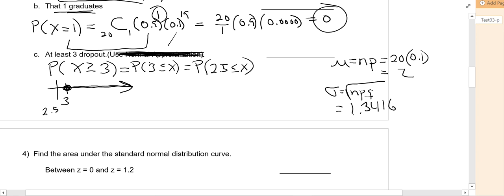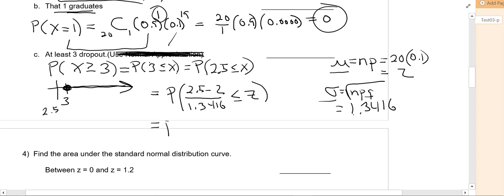1.3416. Now that I have the mean and the standard deviation, I get to the table, how? By subtracting the mean and dividing by the standard deviation, correct? And now I'm working with a standard normal random variable. This is equal to the probability. When you do the math here, you're going to get 0.37.